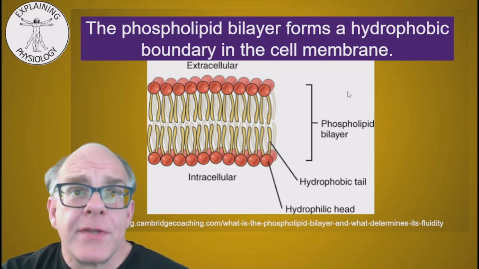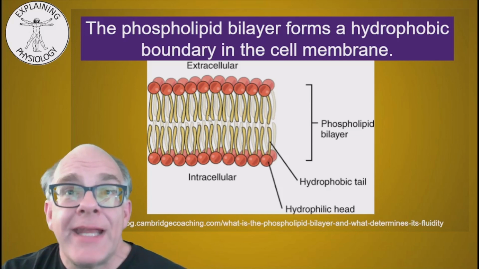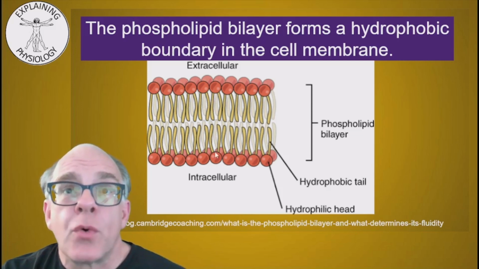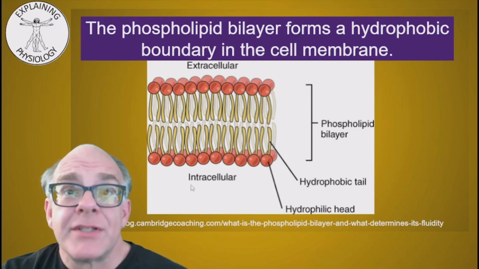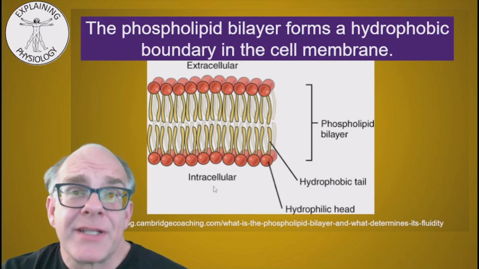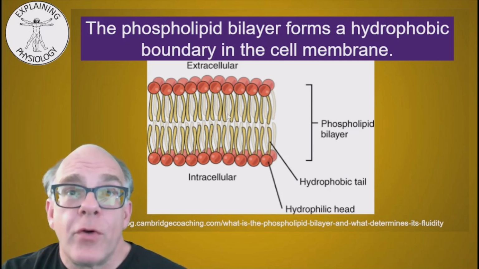When we put the phospholipids together to build our cell membrane, what we're going to see is that the phospholipids are going to be organized in a bilayer. And so our fatty acid tails are going to be towards the core of the membrane. We've got an extracellular side outside of the cell. We've got an intracellular side, the cytoplasmic side of the cell. But in between there, we've got those hydrophobic tails.